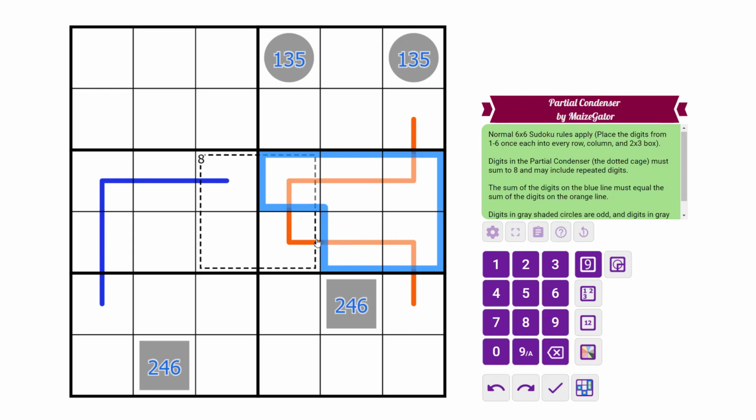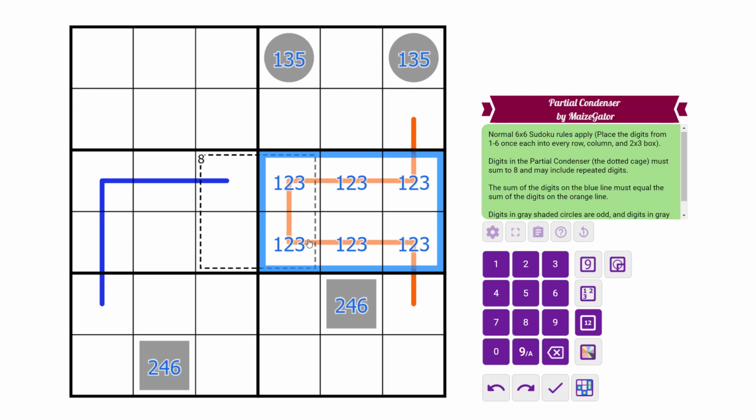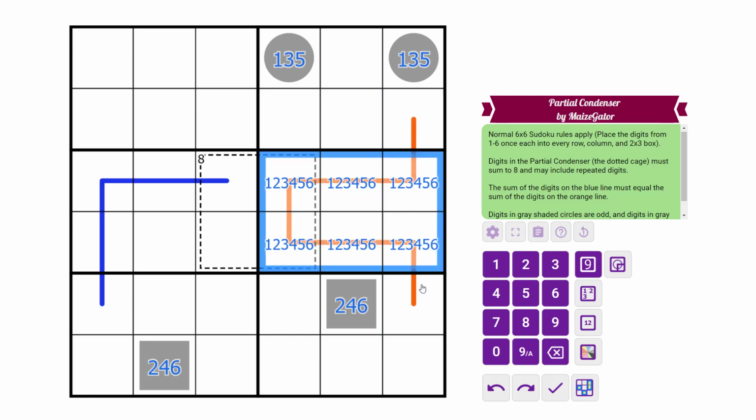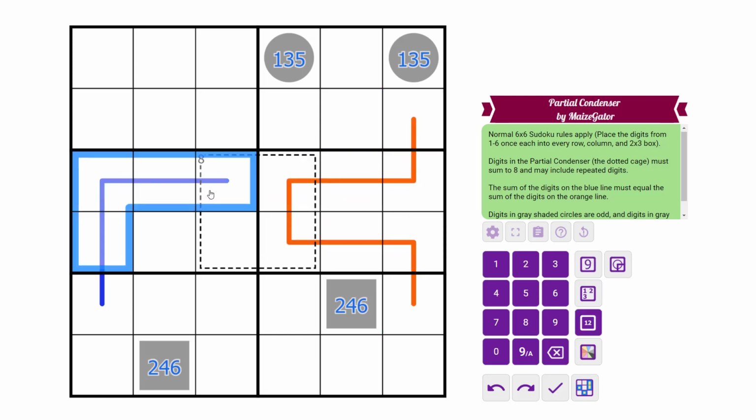6 of the digits on this line are within the same box, and Sudoku rules tell us that it has to be 1 through 6, which sums to 21. There are 2 other additional cells outside this box, which are also in the same column. At minimum, they are 1 and 2, and at maximum, they are 5 and 6. Totaling the entire line gives us a range from 24 to 32. And this is the key to breaking into this puzzle.